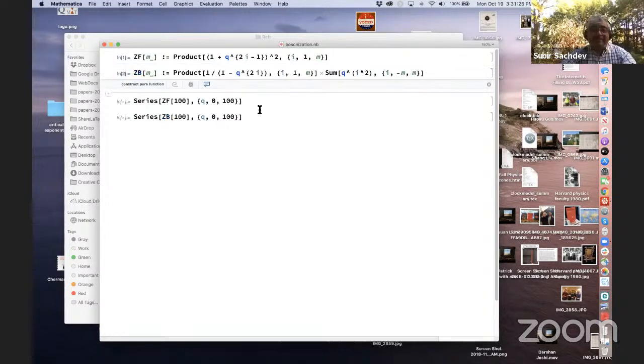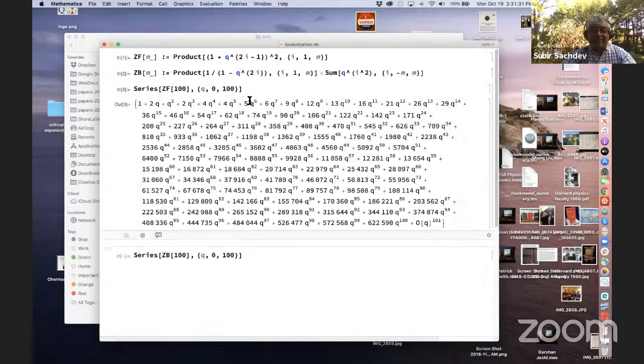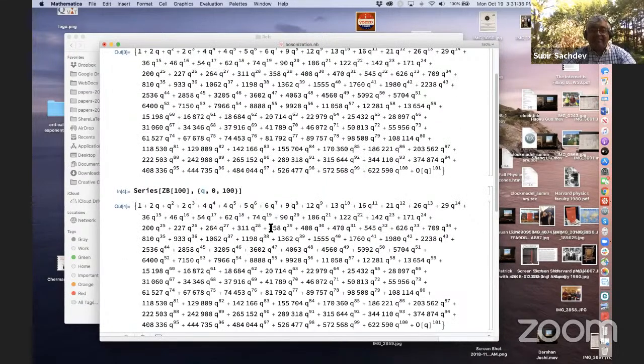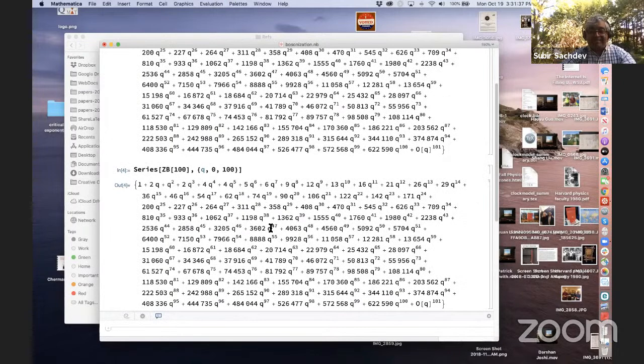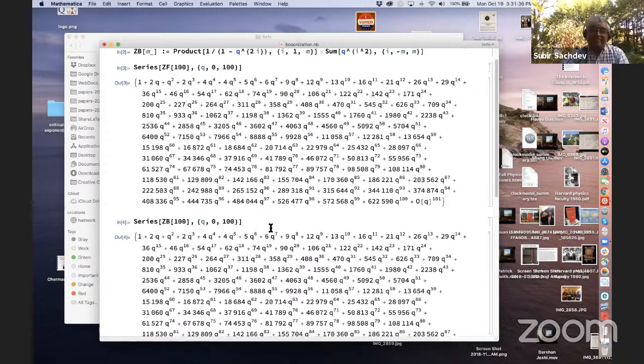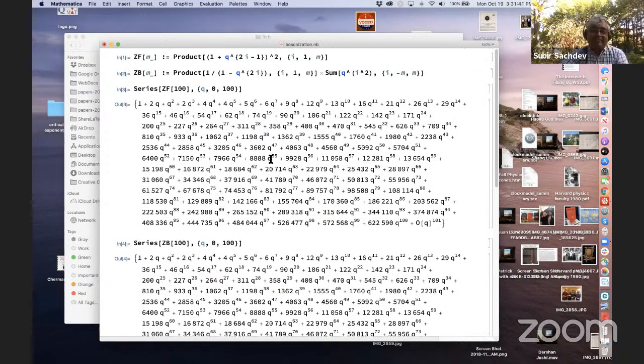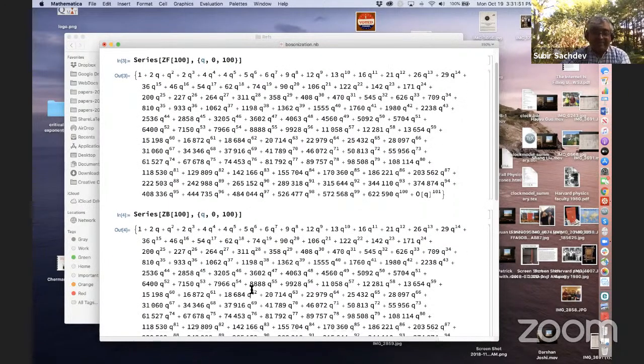And so now I put M equals 100 and look at the first 100 terms of these things. And so this is the series for the fermions, and this is the series for the bosons, and you can just check they're exactly the same. So this tells you, for example, that in the Fermi system, with energy 55 times pi v_F over L, there are 8,888 states, and so on. And in the Bose system too, there are exactly 8,888 states.